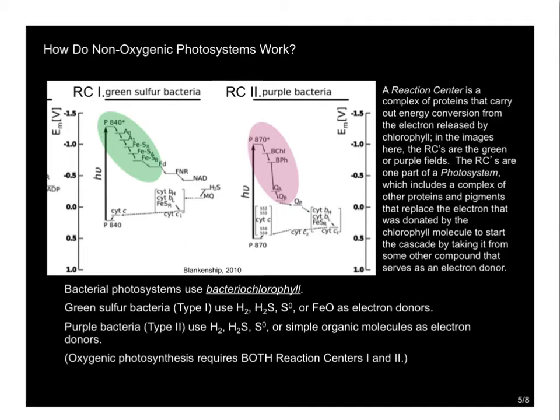Remember, each of these steps is a redox reaction. It's mediated by proteins and enzymes, and it only works because each reaction releases a little bit more energy than it takes in. That's why it flows downhill. In bacteria, there are 2 slightly different types of chlorophyll that each start at slightly different energy levels and absorb slightly different photons, slightly different colors of light.